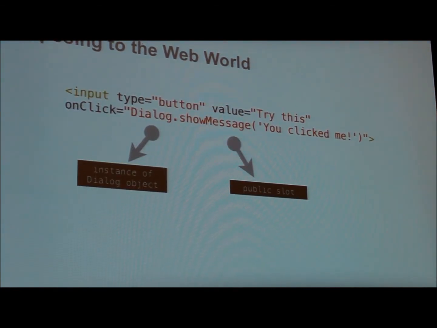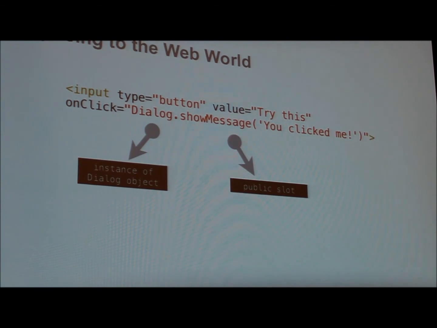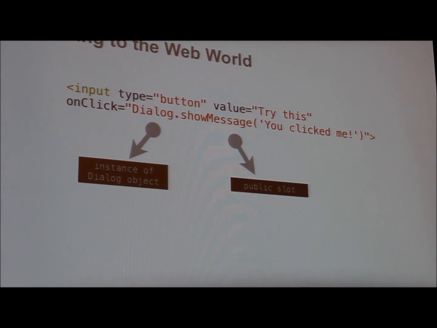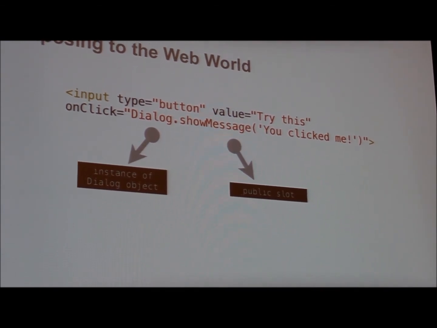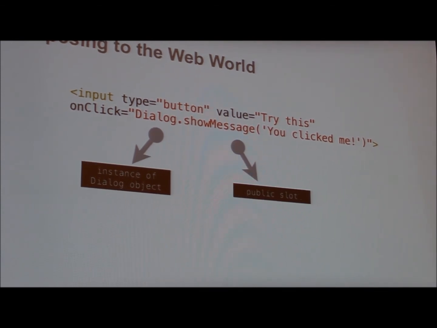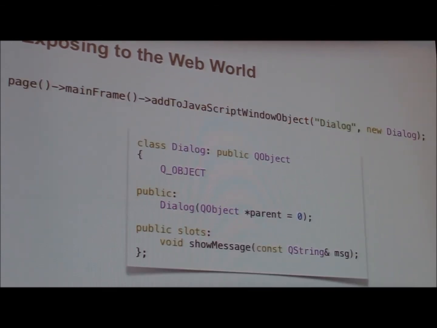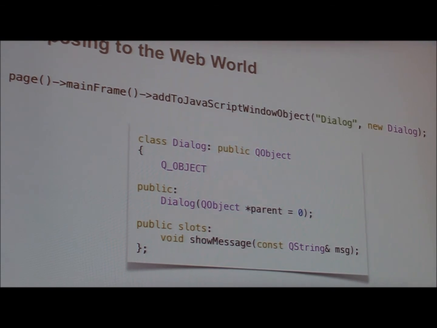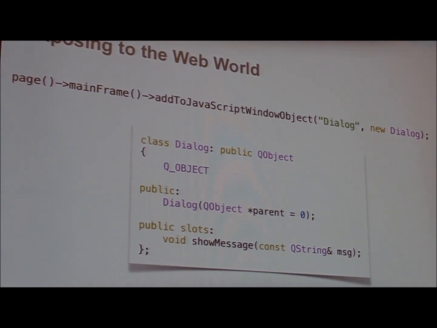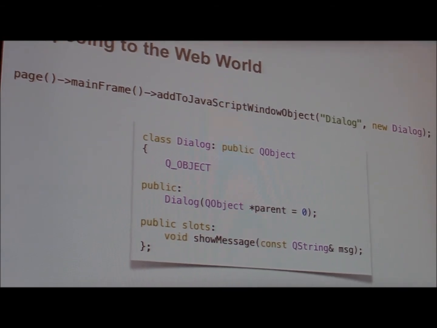So if you have this button and the onclick handler of the button has this line dialog.showMessage, then what it does is move the control flow from the JavaScript world to the native world, call showMessage, and pass the string. So if you see it here, showMessage is exactly the slot there. So the bridging system understands that there's a slot called showMessage, and you can call it from the JavaScript world.